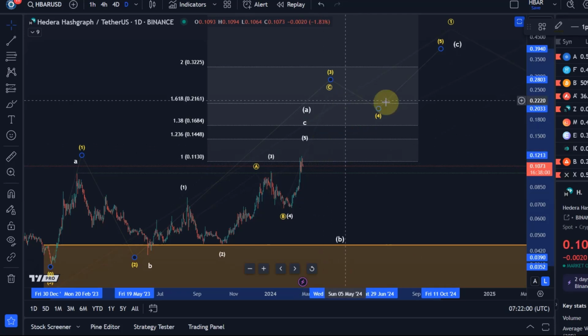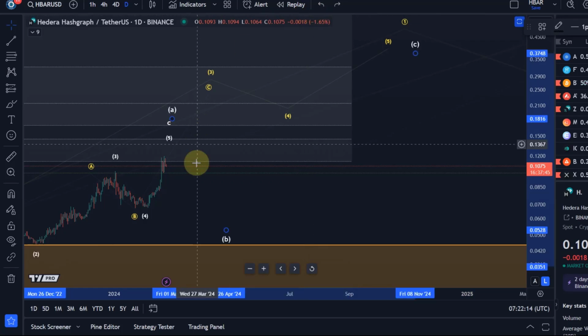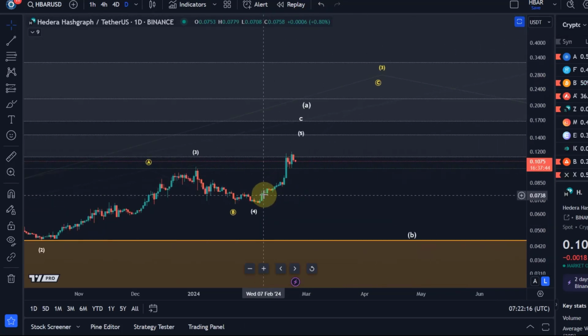We just have to consider both of them when we're defining pullback areas and support areas. That's a bit of a problem there. But for now, the trend is up. And in the short term, what is the support area we would use? Well, let's zoom in a little bit.